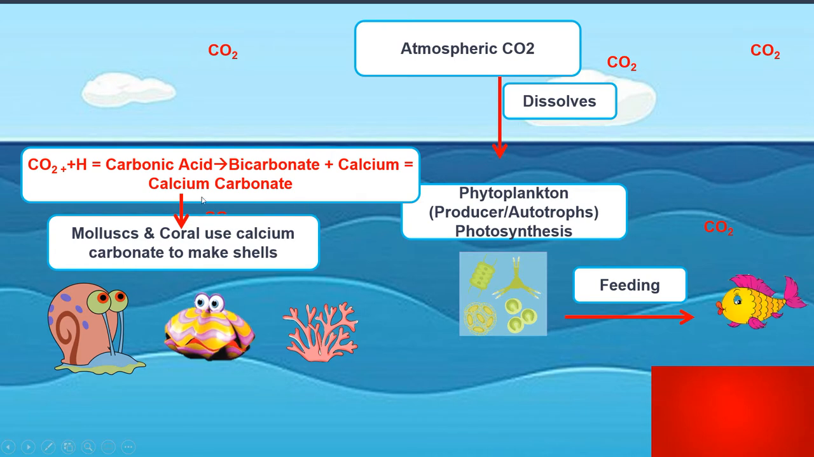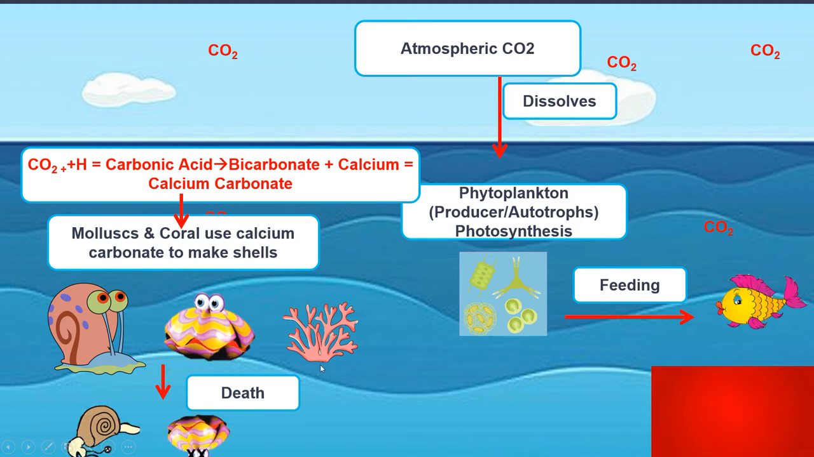The reason that we care about calcium carbonate is that the mollusks and coral will use that calcium carbonate to make those hard protective shells. So whether you're a coral or a clam or a snail, you're taking calcium carbonate that's available in the environment to make that protective shell for you. Now, just like on land, sad things happen. And snails and clams and corals will eventually die.